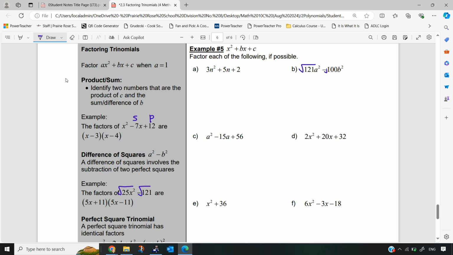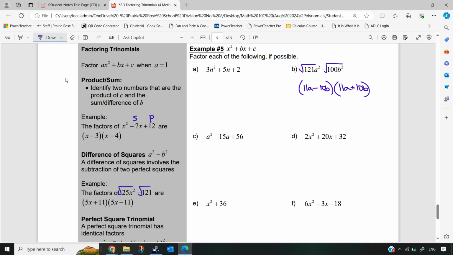So I can square root my first and last terms and set up my brackets. The square root of 121a squared is 11a. So that goes in the front of each bracket. And the square root of 100b squared is 10b. And then I'm going to have opposite signs.